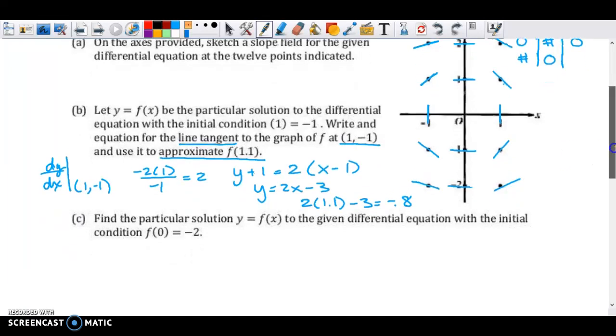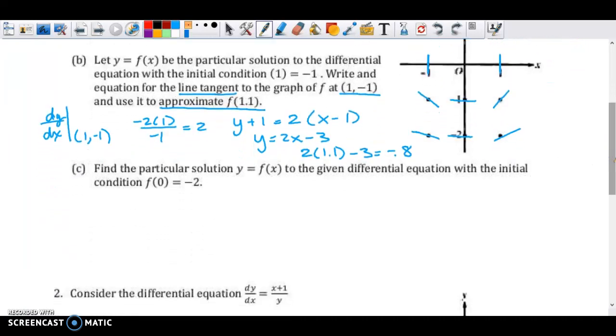For part C, it says find a particular solution to the given differential equation with the initial condition. So what we're saying here, when f(0) is -2, that's saying when x is 0, y is -2. Okay, our inputs and outputs. So what I'm going to do this time is review our separable equations, and we'll do more of these in a little bit. So I'm going to write down dy over dx is -2x over y.